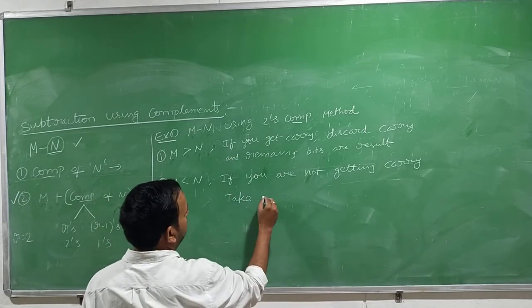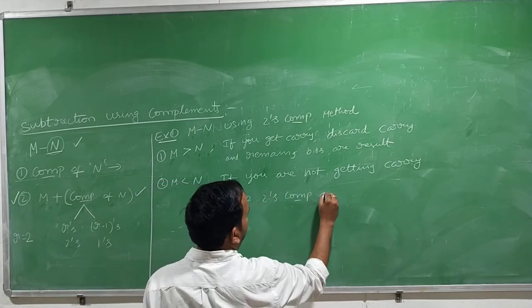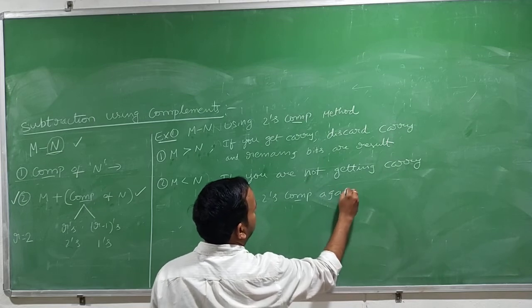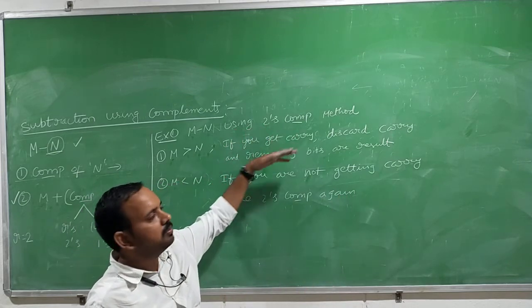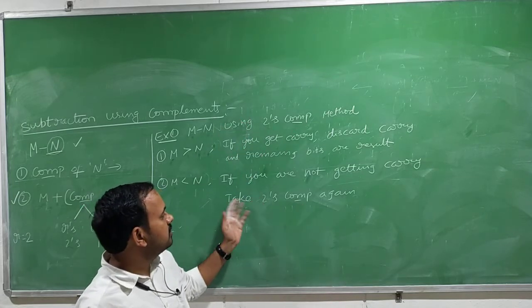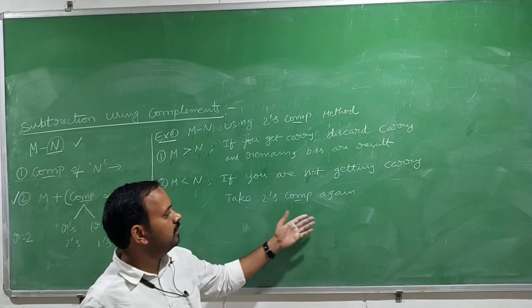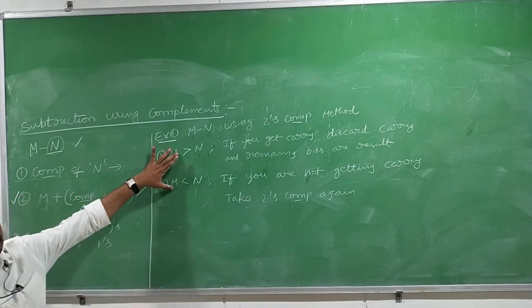the 2's complement again. As we are in the binary system, we use the 2's complement method. If you are in the 10's complement method, take the 10's complement again. In the octal system, take the 8's complement again. In hexadecimal, take the 16's complement again. So these two rules you must remember.